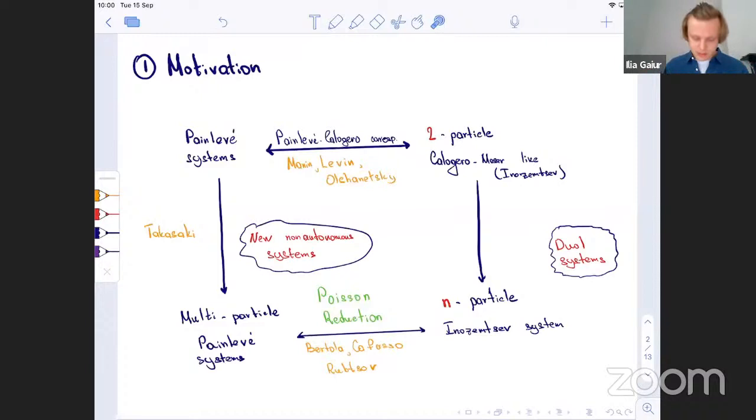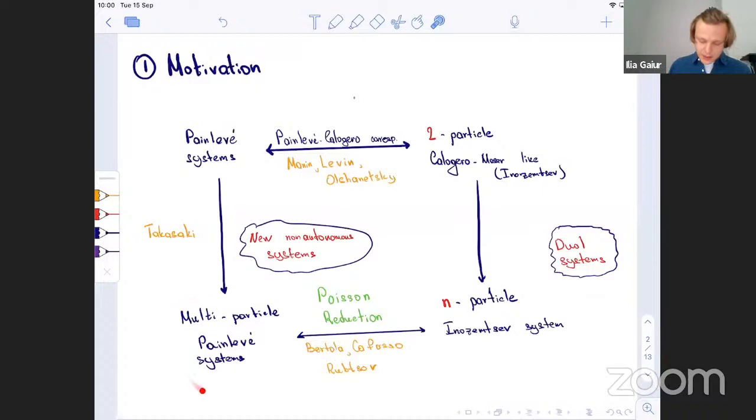So we have Painlevé systems, which are kind of non-autonomous analogs of the integrable systems. Due to Manin and Levin and Olshanetsky, it's already known that the system is just a deformation of two-particle collodular Moser-like integrable systems. And this is called the Painlevé-collodural correspondence. For these systems, there is a quite obvious generalization for n-particle systems. And on the Painlevé side, we have the multiparticle Painlevé systems introduced by Takasaki.